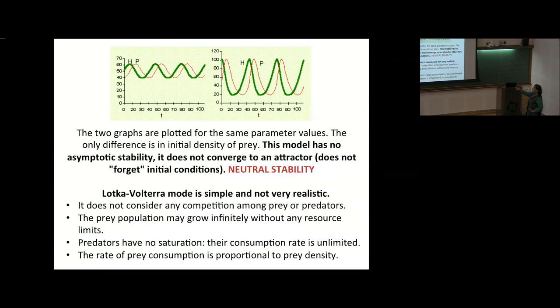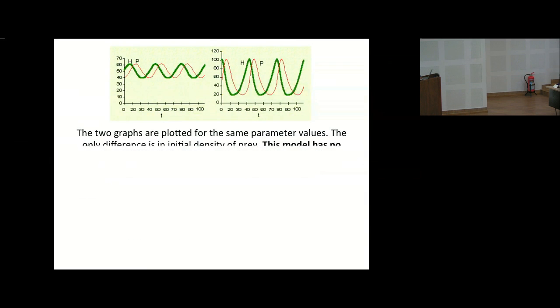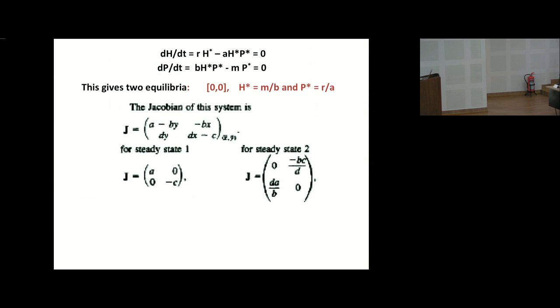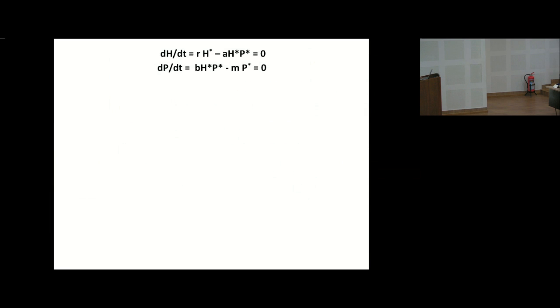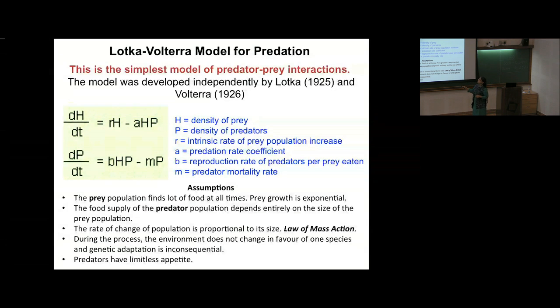It was considering directly dH/dt is r into H. Actually, there should be a density dependent term. So it did not consider that. There is no saturation, that is another thing. The minus term which we had considered in the population model here is missing. So first of all, this is something which is very unrealistic. We have to change this into a density dependent growth of the prey.